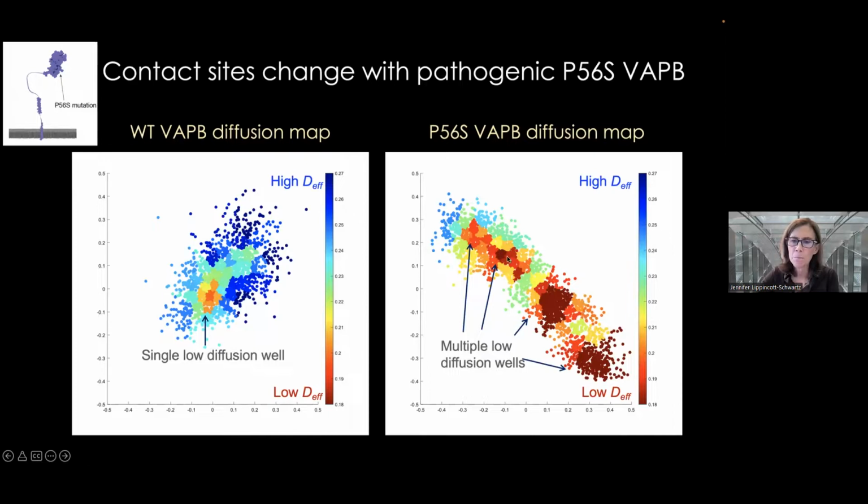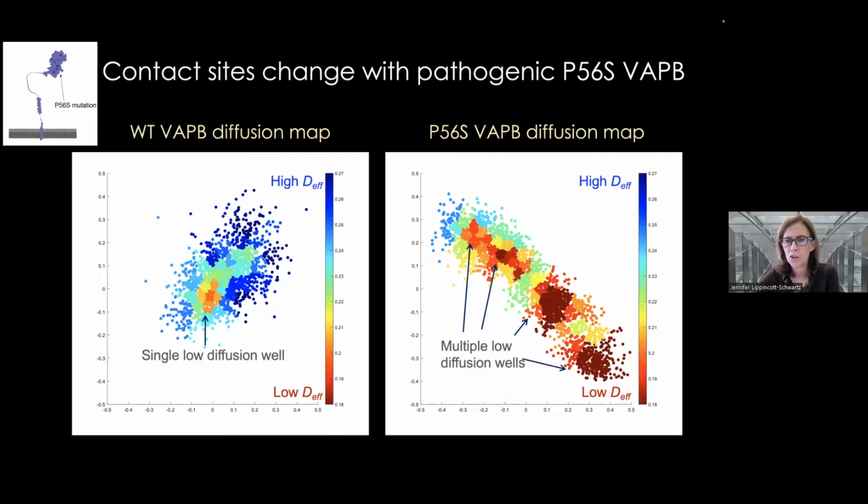Basically, now we see multiple very low diffusion wells. And we now see for the first time that VAP-B molecules will go into this system and won't come out. Basically, they go into a diffusion well that's so slow that the molecules never come out over the course of our time-lapse imaging. So we think this is very significant in terms of the pathogenic features of this mutation.